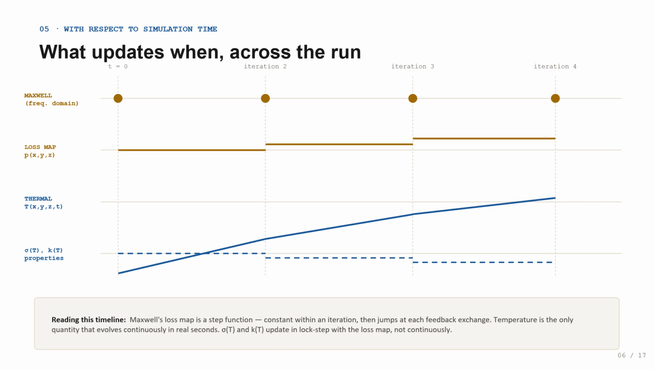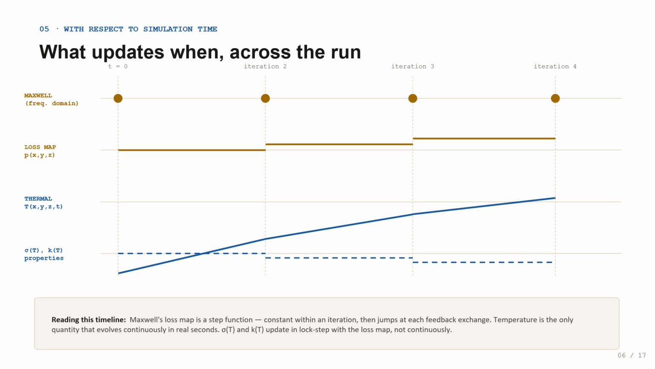This slide is, in my view, the single most important conceptual slide in the whole deck, so I am going to slow down here. Look at the 4 lanes. Maxwell, at the top, only ever solves in the frequency domain. It has no internal concept of seconds. The loss map, the second lane, is therefore a step function in time. It holds one constant value for an entire iteration and then jumps instantaneously at the moment of a feedback exchange. It does not drift smoothly.